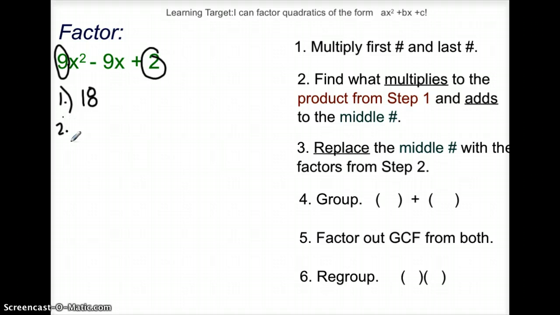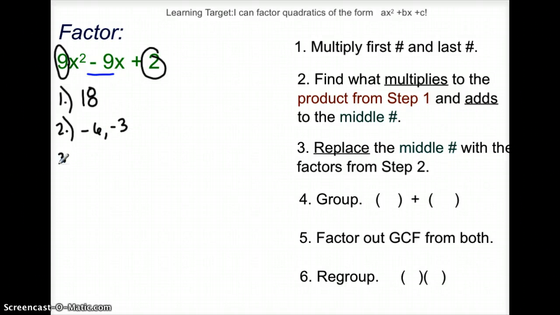Second step is to find what two numbers will multiply to this product 18, but also combine to that middle number, -9. So think like an X puzzle. What will multiply to 18 and add to -9? Now I multiply to a positive, but I add to a negative, so both of my numbers need to be negative. I'm thinking a -6 and a -3. Let's double check. They add to -9, yep, and they multiply to +18.